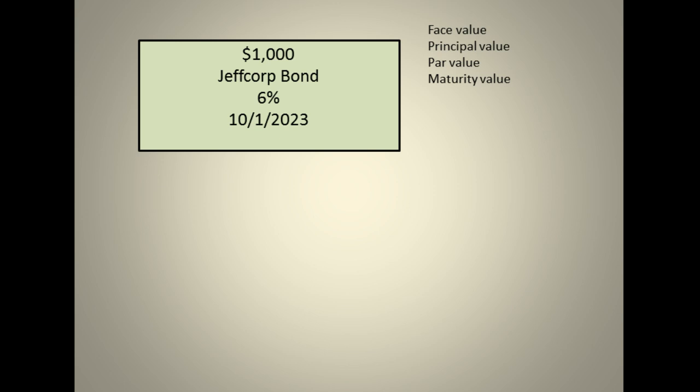10/1/2023. The next important figure on here is 6%, which is called the coupon. Along with the face value, the coupon establishes the amount of interest that you're going to receive. 6% of $1,000 is $60, and that represents the annual interest payment. However, most bonds pay interest twice a year, so this $60 a year will be paid as $30 every 6 months. It's usually based on the maturity date, so in this case it would be every October 1st and April 1st, which is 6 months from then.